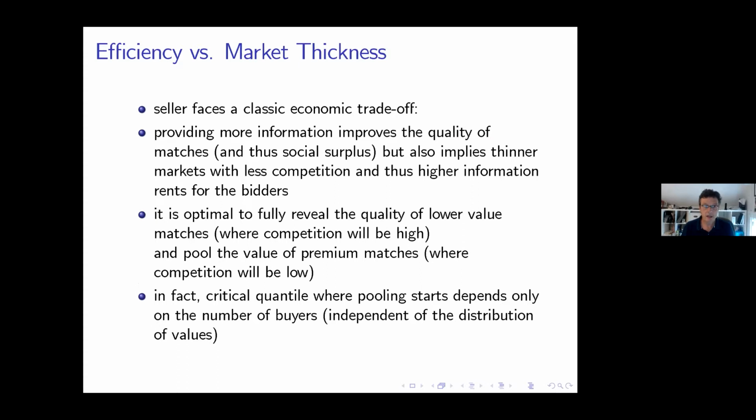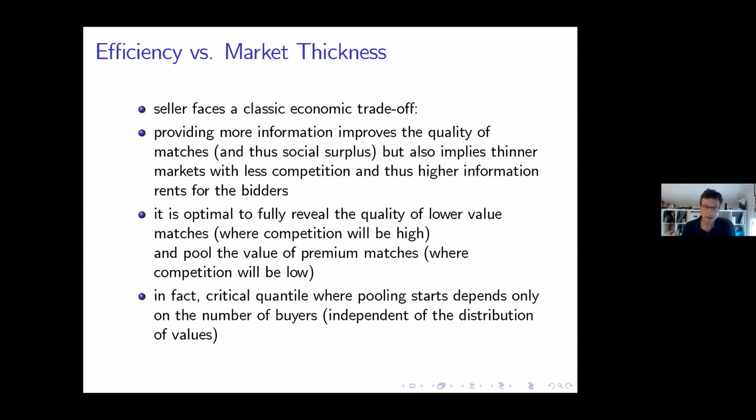The subtitle, Efficiency versus Competition, or Efficiency versus Market Thickness, is meant to signal the trade-off that we want to model. Namely, by providing more information about the attributes, we improve the quality of the match and hence the social surplus that we can realize. But we are also creating less competition and thus higher information rents for the bidders. And so one might ask whether it's optimal to either fully reveal all of the information or not reveal.